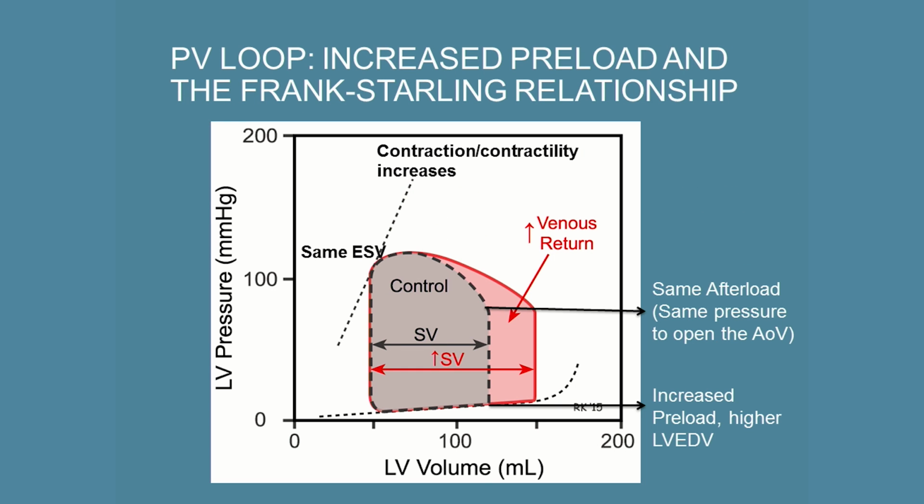On the pressure-volume loop, increased preload deflects the right-hand side of the pressure-volume loop rightwards, such that you get a higher left ventricular end diastolic volume. Pressure is then generated, and for the same afterload, meaning the same pressure to open the aortic valve, despite the heart being more full, it gets down to the same end systolic volume. Hence, contraction or contractility increases as a result of an increase in preload. And this is how you illustrate the Frank-Starling relationship on the pressure-volume loop.